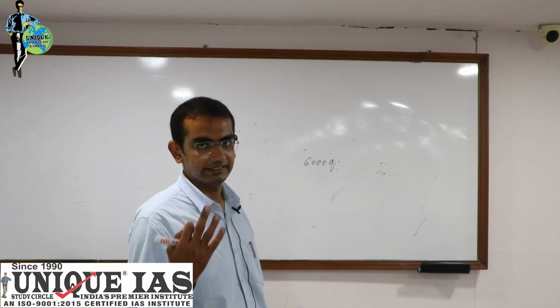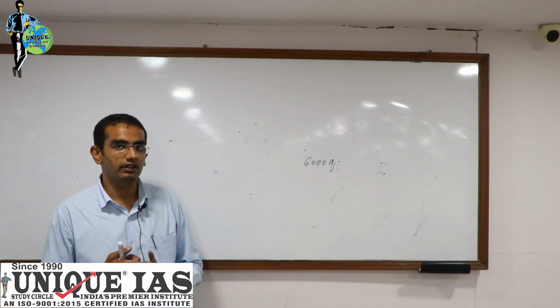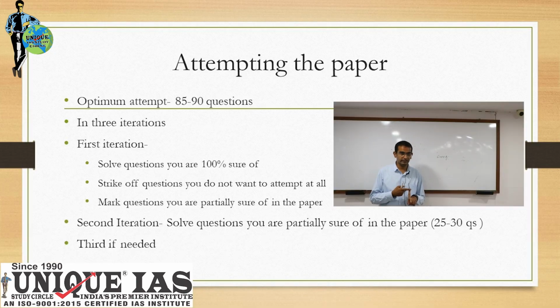In the first iteration, you will do 3 things. You will mark the questions that you are 100% sure of, right? You will strike off those questions that you are just not sure of.